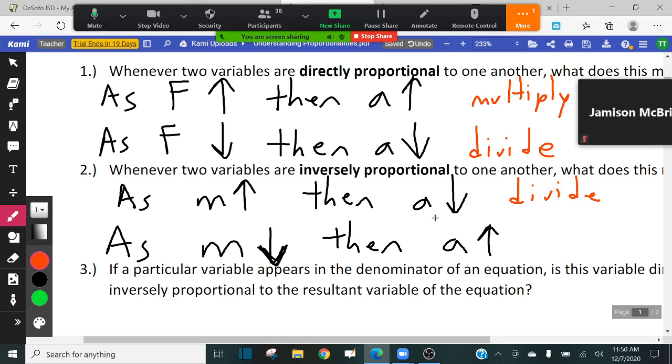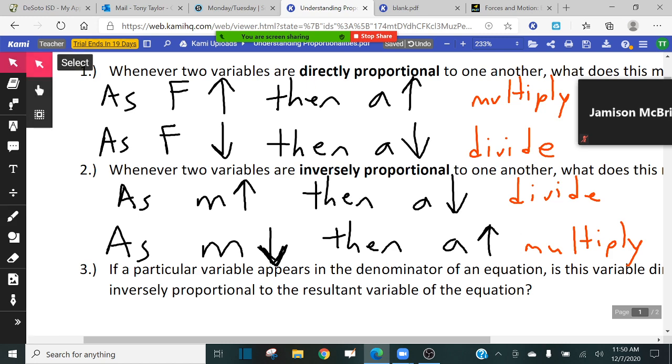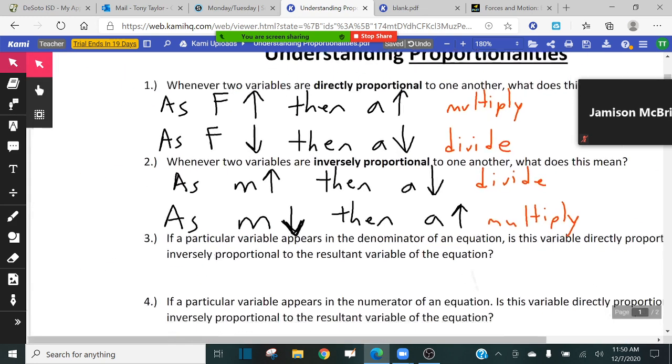And again, you guys will see what I mean in just a moment when I work out some examples. And here, whenever acceleration goes up, we're multiplying for this situation. So basically, in every situation where acceleration increases, you're going to multiply. And in every situation where acceleration decreases, you're going to divide. And again, in just a moment, you guys will see what I mean by that. Okay.